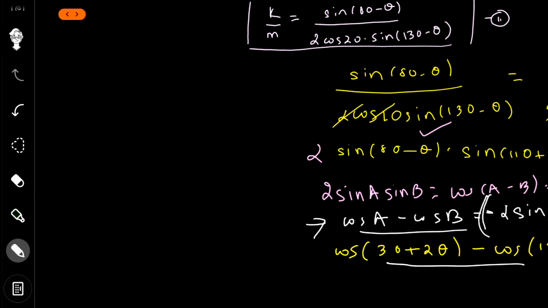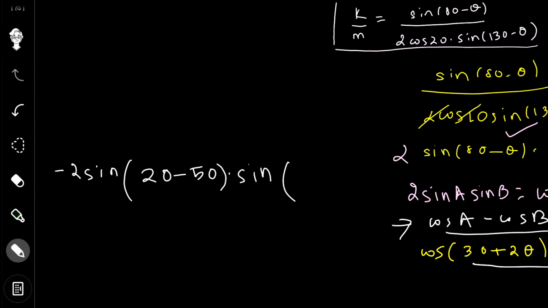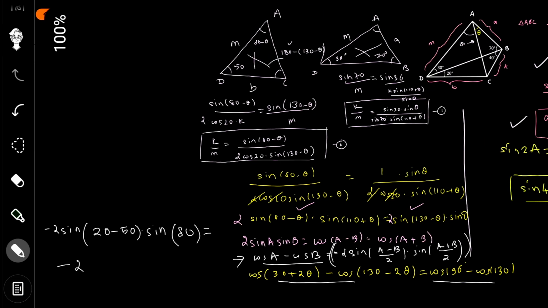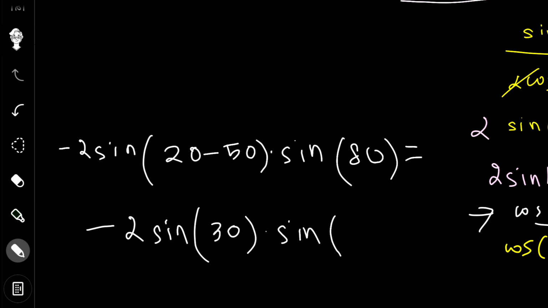So by applying this identity, the value of the left hand side would be negative 2 times sine of 2 times theta minus 50 multiplied with sine of addition of this both. So 30 plus 2 theta plus 130 minus 2 theta is going to be 160 divided by 2 is 80 degrees. Okay, this thing is equal to negative 2 times. Now by applying the identity on the right hand side, we have cos 190 and cos of 130. So negative 2 times sine of 190 minus 130 upon 2, that is 30 degrees, into sine of 190 plus 130, that is 320 upon 2, that is going to be 160.